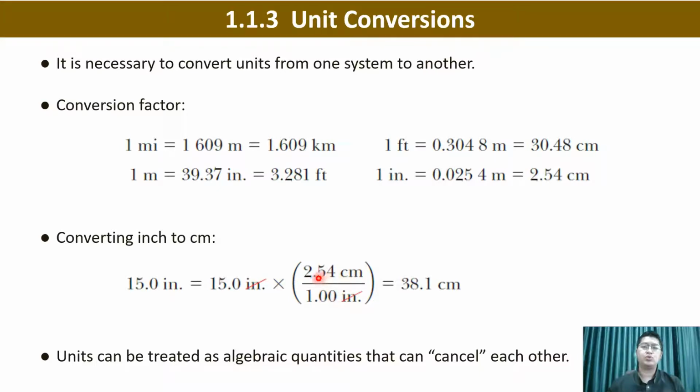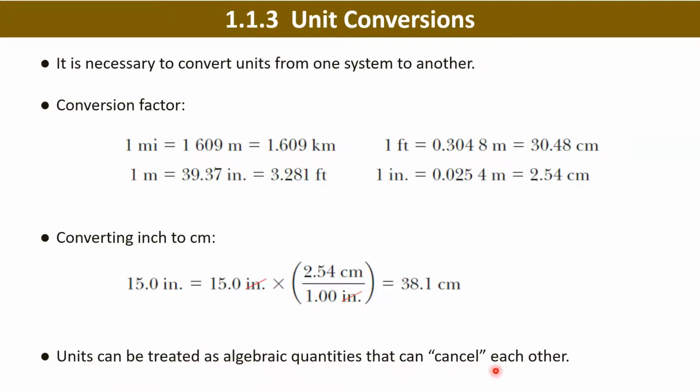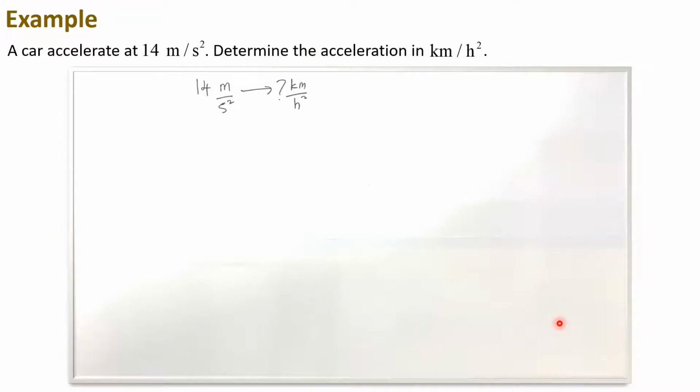1 inch equals 2.54 cm, by referring to this conversion factor. And as you can see here, this inch can cancel with this inch and only cm remains in the equation. So that's how you convert the unit. Units can be treated as algebraic quantities that can cancel each other. Okay, let's watch another example.